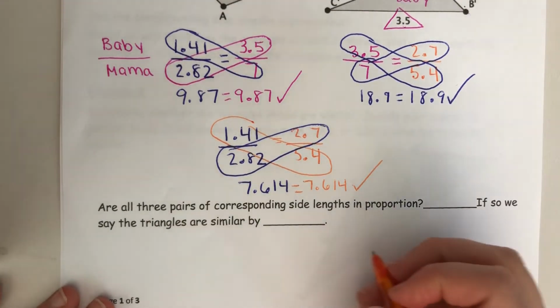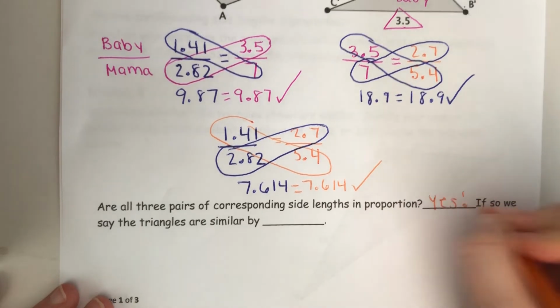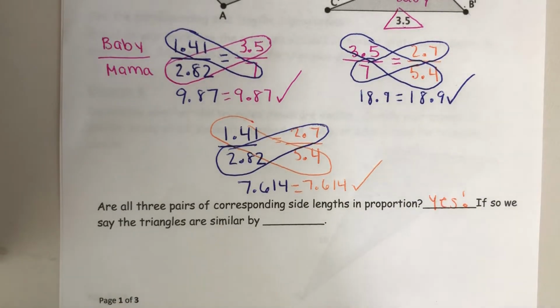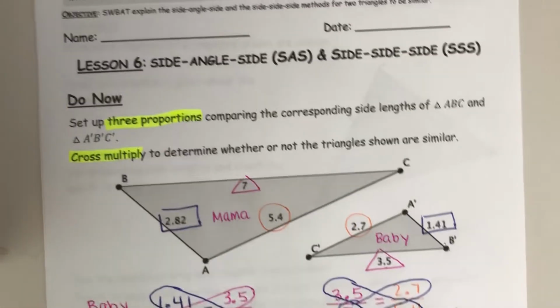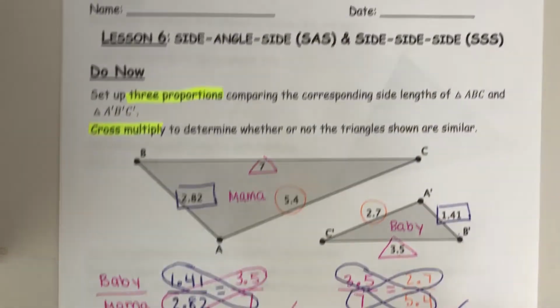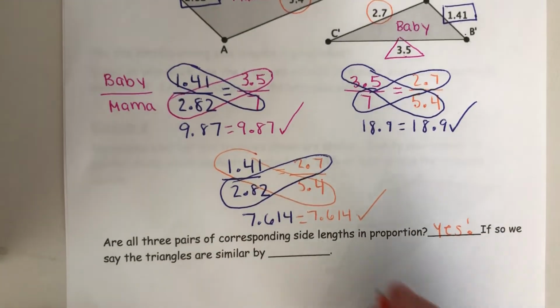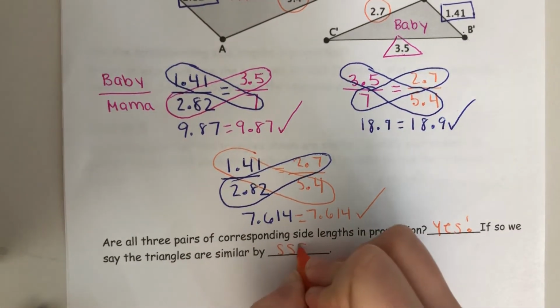So are all three pairs of corresponding side lengths in proportion? We could say yes. And if so, we can say the triangles are similar by, we're talking about side, angle, side, and side, side, side today. We are given three sides in each triangle, and all three sides are in proportion. So we want to say they're similar by side, side, side.